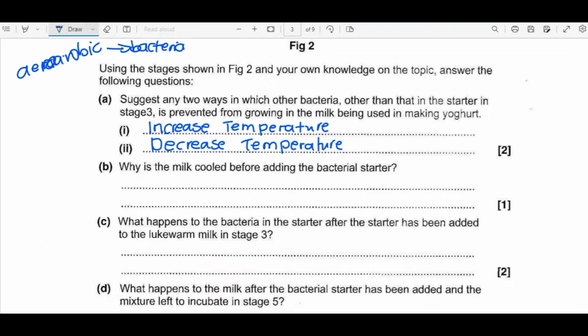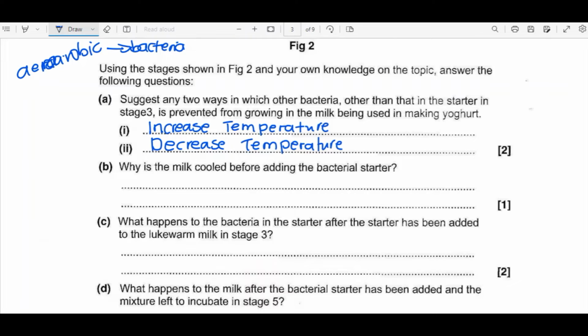It's similar with enzymes. We know that high temperature denatures the enzymes, while low temperature will make the enzymes inactive. But for this one, it's all about growth. If the temperature is too high, the bacteria will not grow, and so is the case with an over-decrease of temperature. Then B, why is the milk cooled before adding the bacterial starter?